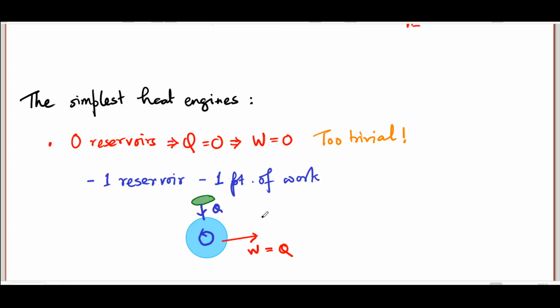The answer lies in the fact that an engine of this kind, which takes a positive amount of Q from a reservoir and converts that into work, a positive amount of work, simply cannot exist.